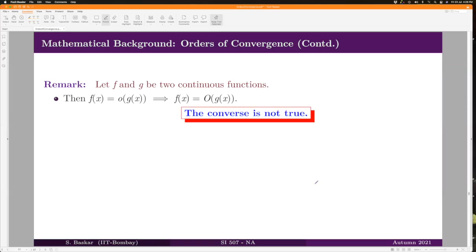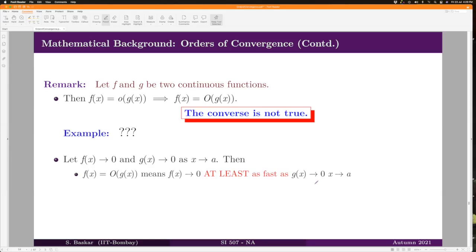Is the converse true? Well, I leave it to you to find an example to show that the converse is not true. How will you construct such an example? Well, you can construct it if you clearly understand the intuitive meaning of big O and small o. Just take any function f such that f of x tends to 0, and also another function g which is also tending to 0. Both are continuous, of course, as x tends to some point, say a.